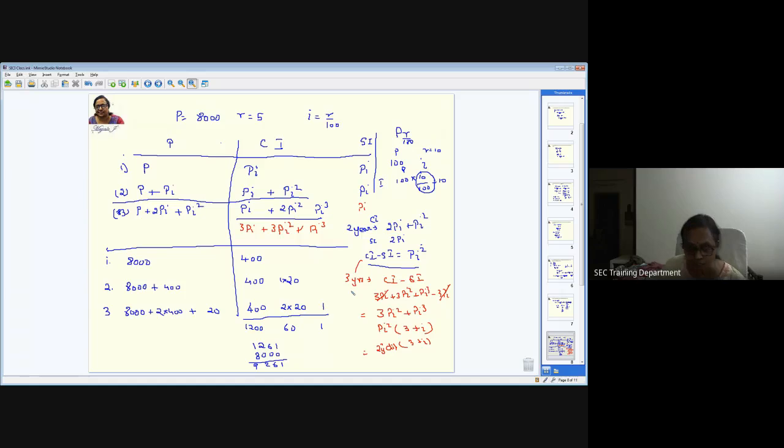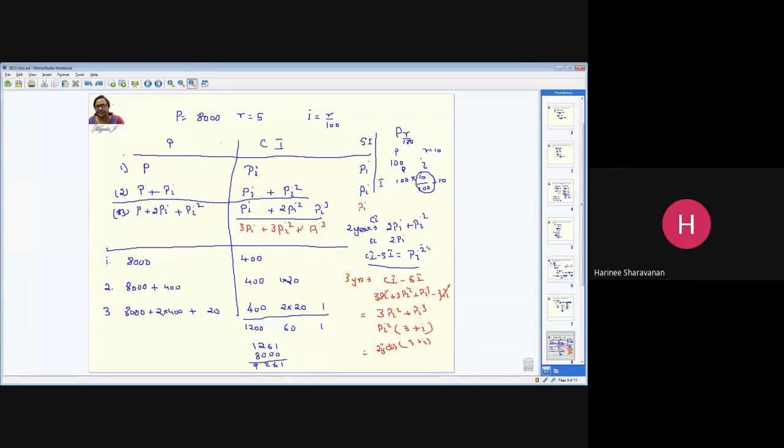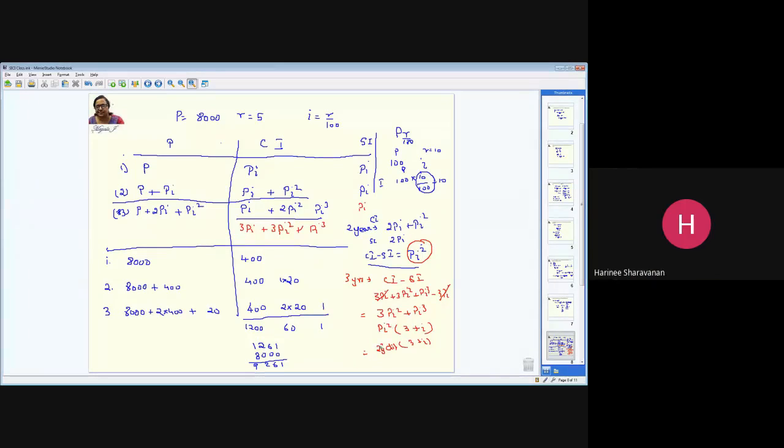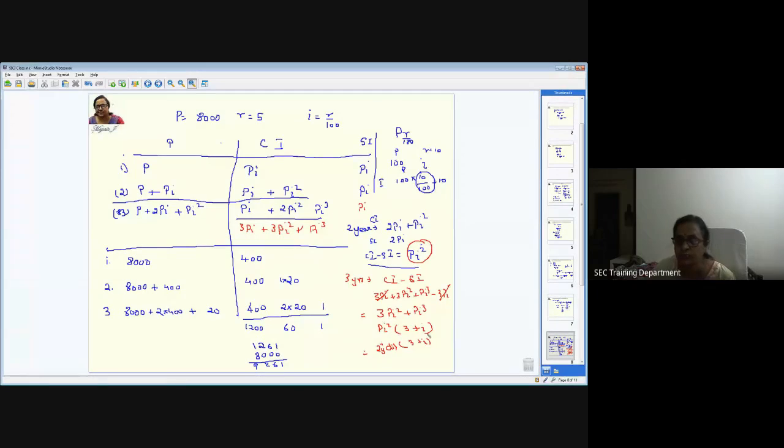And other than that, you also have the difference between the compound interest and simple interest for 2 years and 3 years. For 2 years, we have calculated the difference is always PI squared, and for 3 years, it is PI squared into 3 plus I. Right? So I'll go to the next one.